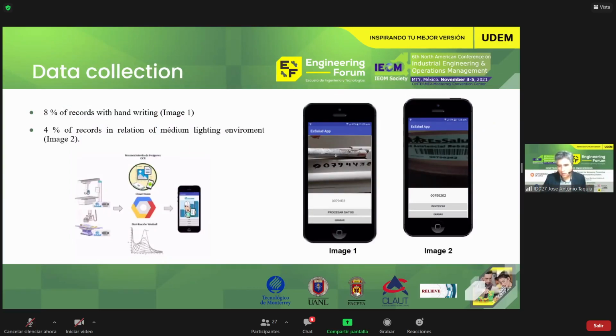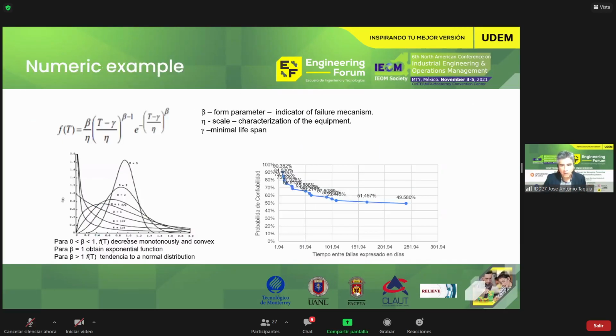Not necessarily all equipment has the reference tag, but the application uses a service of recognizing the numbers, so we can get that input to get the information of that specific equipment, as we can see in the numerical example.